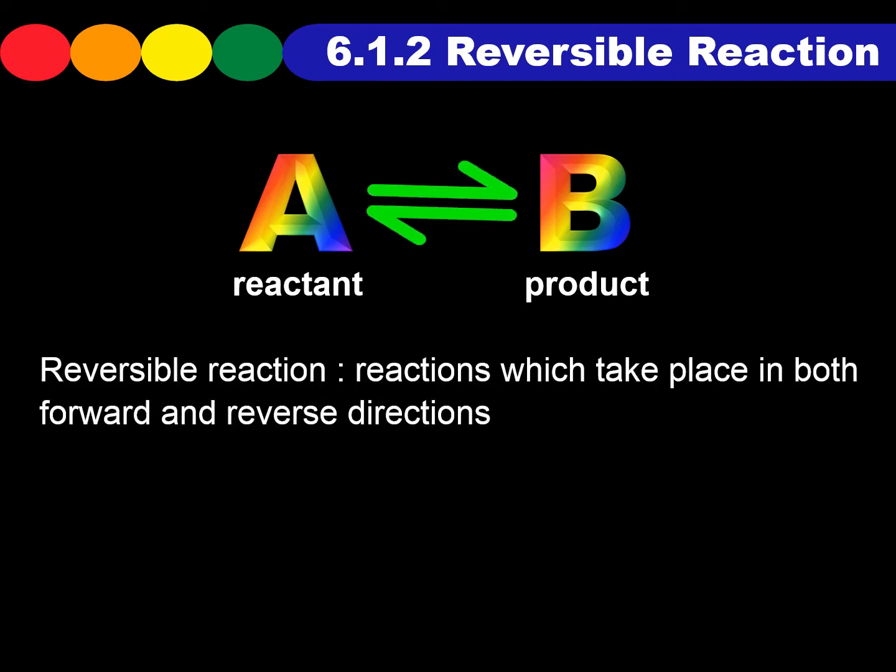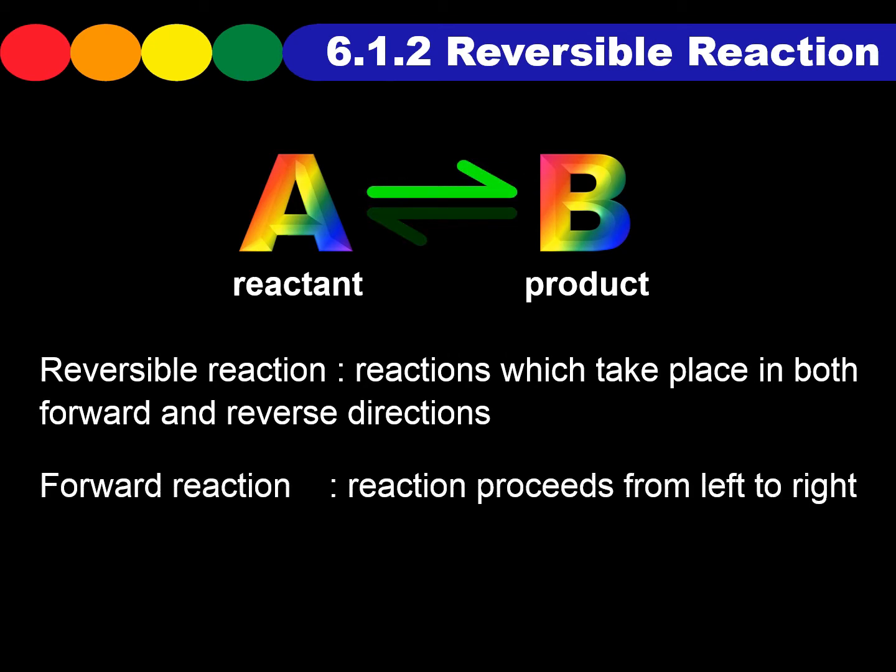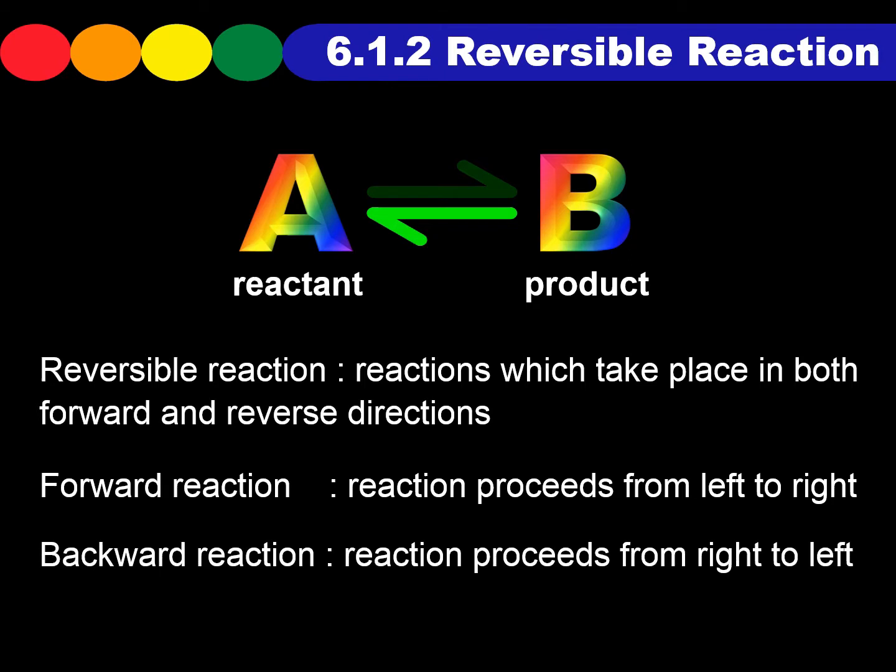This reversible arrow indicates the reaction takes place in both directions, forward and also reverse. The forward arrow shows the reactants forming products. Meanwhile, the reverse arrow indicates that the products produce reactants.